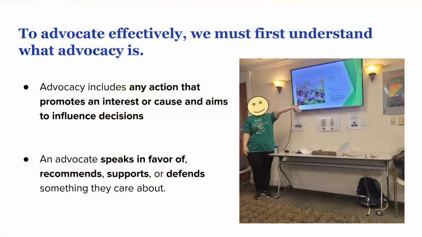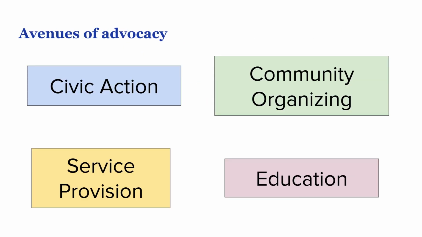Okay, so this person with the smiley face was on the North Liberty Tree Board and did a presentation for Arbor Day about why trees are important. This was directed towards the community. So it doesn't have to be you going up in front of your city council and saying, hey, trees are important. It can look a lot of different ways. So here are some of the different ways: civic action, community organizing, service provision, and education.